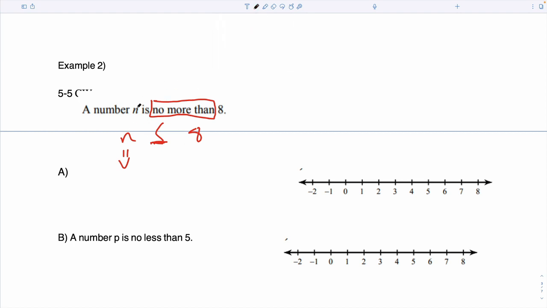So with this word right here, if it doesn't say the actual symbol, throw it into a scenario. You could use donuts. You can use any object, but say it. I can have no more than 8, and then pick a symbol that matches. Let's graph that one. Help me out. Jillian, what does that graph look like?